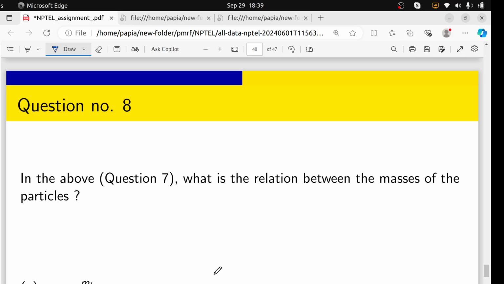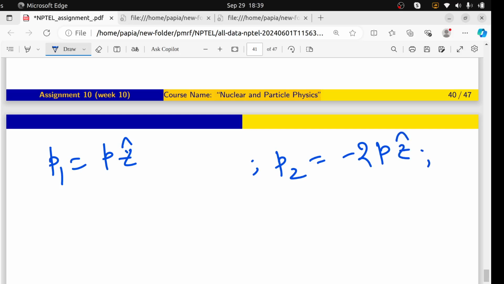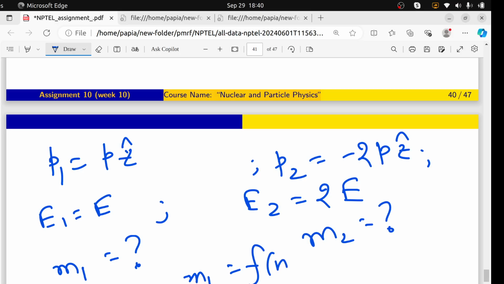In the above question number 7, what is the relation between the masses of the particles? Okay, that is a very good question. Why? Because it is given as this: P2 is minus 2P z cap, E1 is E, E2 is 2E. These four are given here. They are actually asking what is the value of M1 and M2, and what is the relation between M1 and M2.